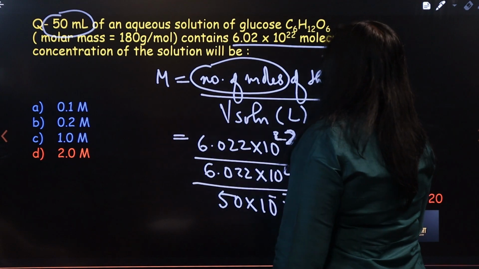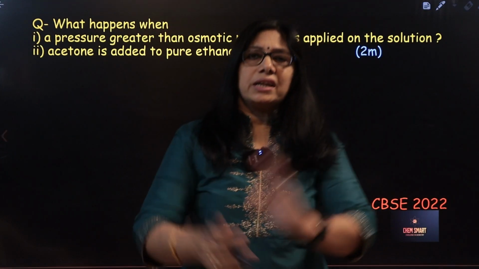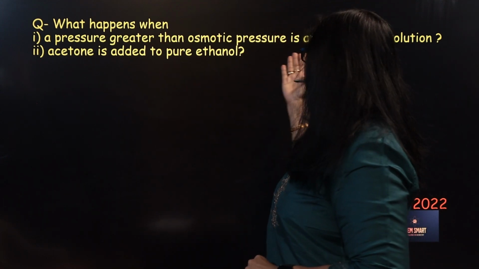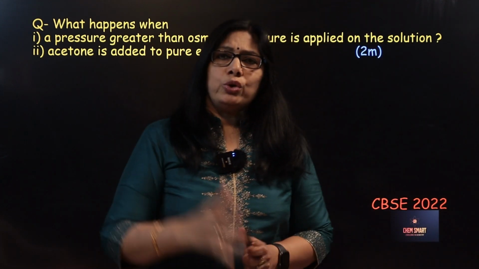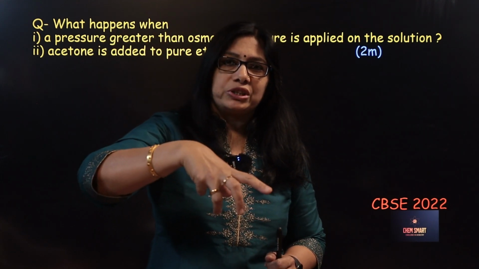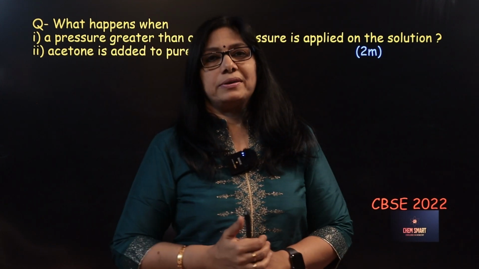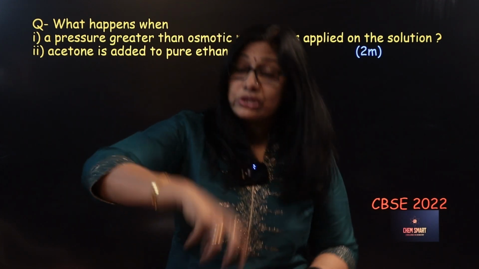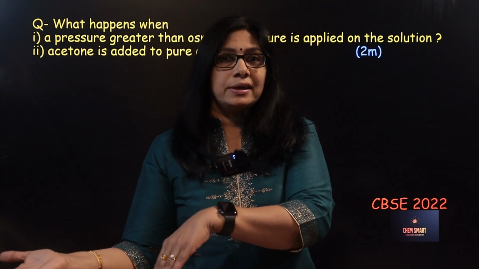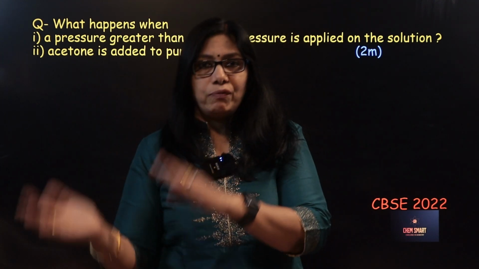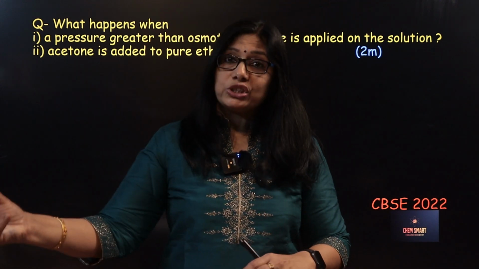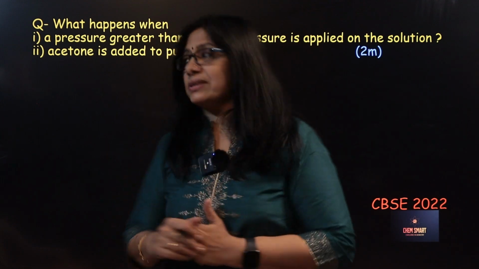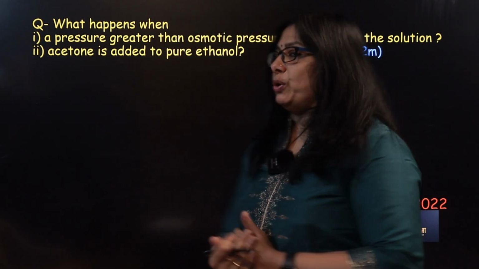Now, next question. It is a theoretical question. What happens when a pressure greater than osmotic pressure is applied on the solution? You know, when you apply a pressure more than osmotic pressure, reverse osmosis will happen. That is, the solvent will pass from the solution to the pure solvent side. Reverse osmosis means solvent passes from the solution to the pure solvent side. So reverse osmosis happens.